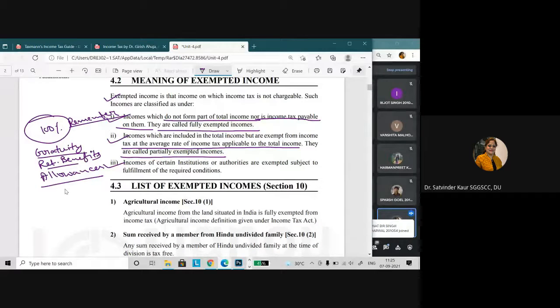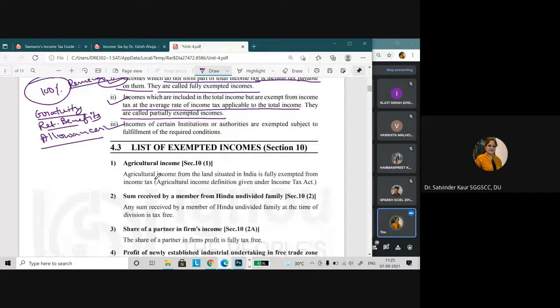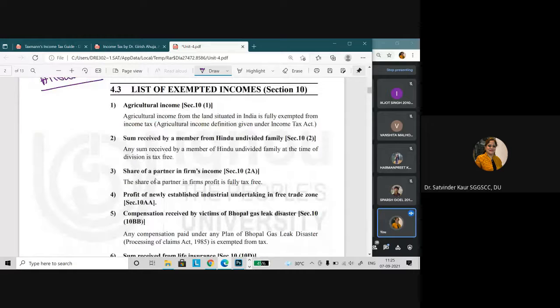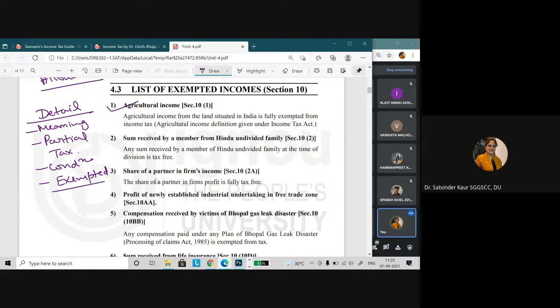So when we talk about the fully exempted income, the first category, the exempted incomes, are covered under section 10. The very first income is known as the agricultural income, and this we have to discuss in detail, where we will discuss the meaning of agricultural income, the partial taxability of agricultural income, and what conditions are required for its taxability, or under what circumstances the agricultural income is going to be fully exempt. These things we are going to discuss in a separate lecture.